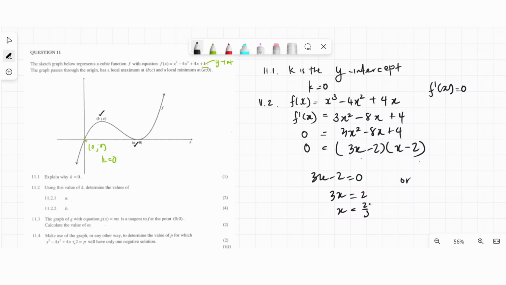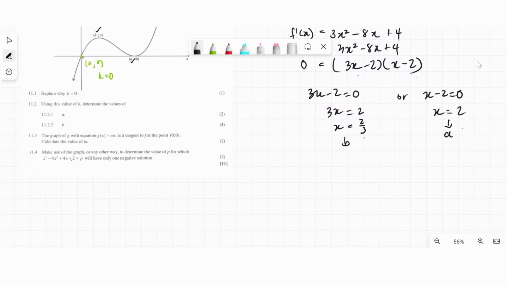Or it's going to be the other bracket, which is x minus 2 equals to 0. Take the 2 to the other side. This is going to be x is equals to positive 2. So we need to determine where is 2 over 3 and where is 2. So 2 is going to be a, and 2 over 3 is going to be b. So knowing that, let's answer the following question. 11.2.1. What's a? A is equals to 2. And b is going to be equals to 2 over 3. Then we're done with the second part.